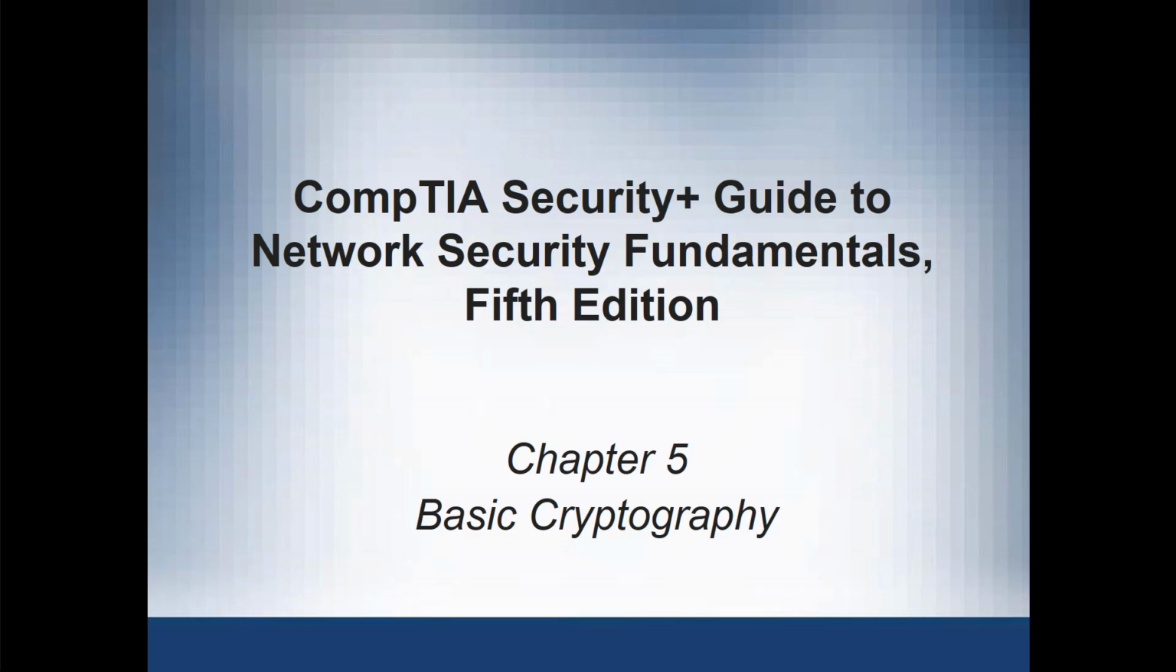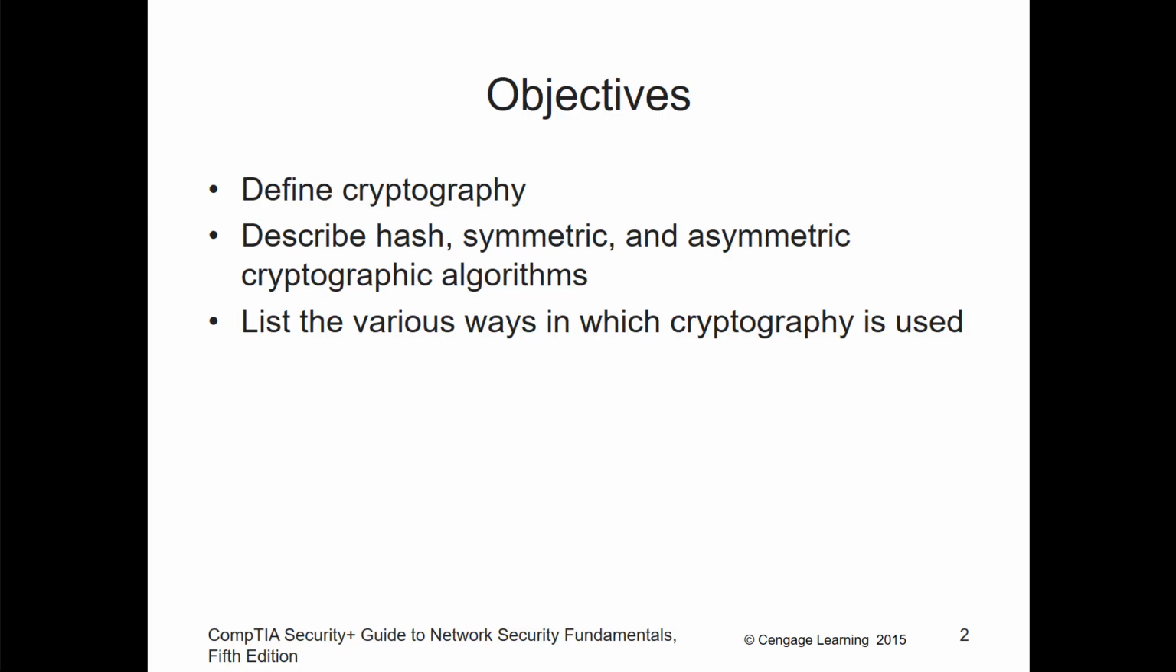This is always a fun topic because cryptography is always one of those areas where a lot of people just kind of glaze over it. And there's a lot in cryptography that we have to understand. So the objective of this chapter is to define cryptography, describe things like hashes, asymmetrical and symmetrical cryptography algorithms, and list the various ways in which cryptography is used.